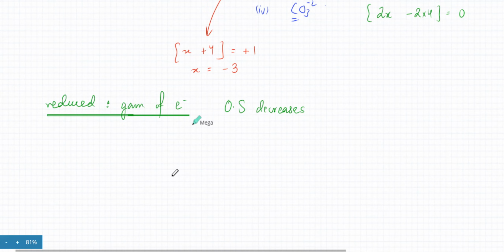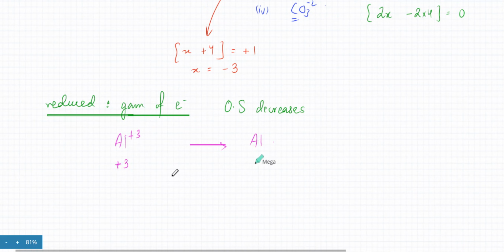For example, over here, you have aluminium +3 changing into aluminium, right? So it's changing into aluminium. Is it gaining electrons or losing electrons? Losing. How did you figure that out? I mean, look at the charge. What's the charge over here? It's +3, right? So it's losing 3 electrons.